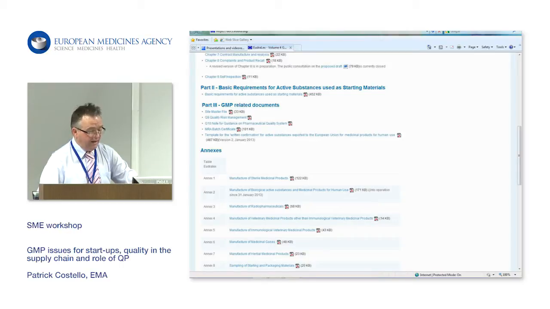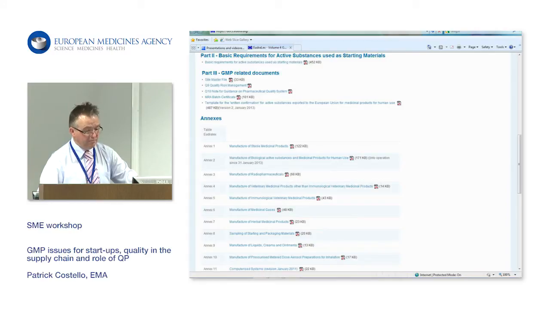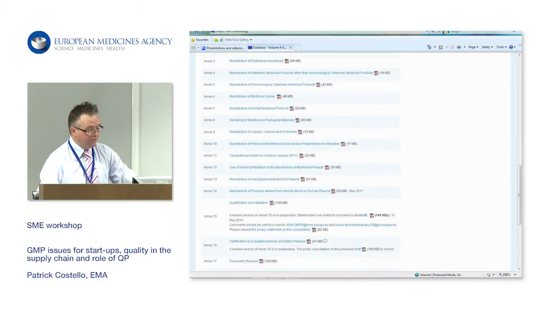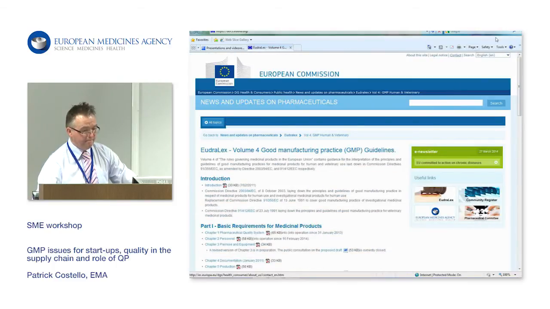And then we have the annexes, which essentially are building on those part one documents, which give specific guidance for different types of medicines that are manufactured. And we have Annex 1 and Annex 2, Annex 1 for sterile products, Annex 2 for biological, Annex 4 for veterinary. And then there's also some general guidance in Annex 13 for manufacture of IMPs, or investigational medicinal products. And then we also have Annex 16, which is certification by a qualified person, and batch release. And I'll come back a little bit more to the role of the qualified person.